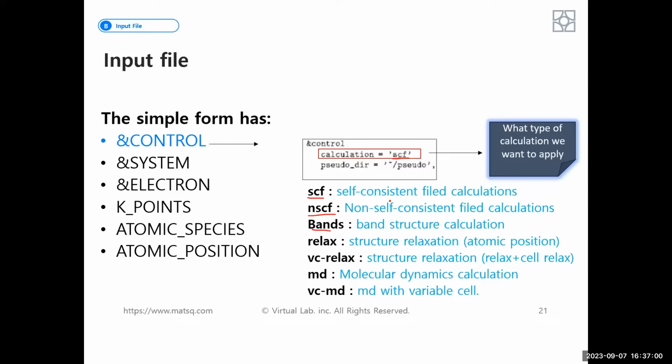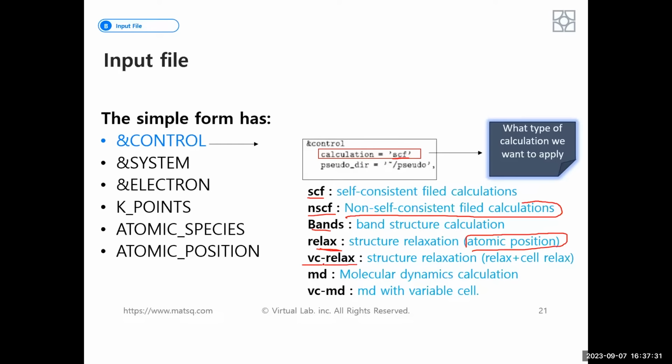So SCF, self-consistent field calculation, and NSCF, non-self-consistent field calculation. This is really important when you are doing a density of states calculation. Relax actually keeps the cell fixed. When you apply relax to your structure, you keep the cell fixed and only the atomic positions change. So we are considering only the atomic positions to change during the optimization.